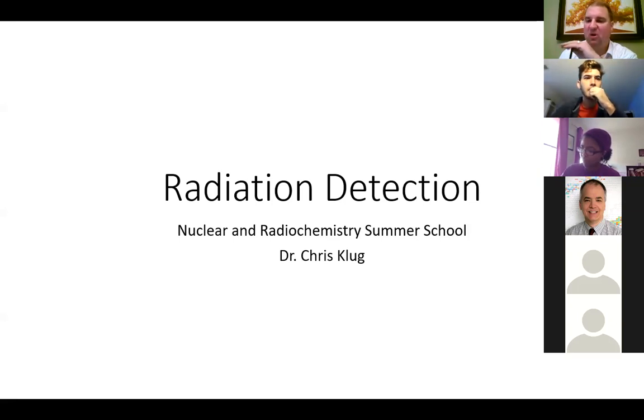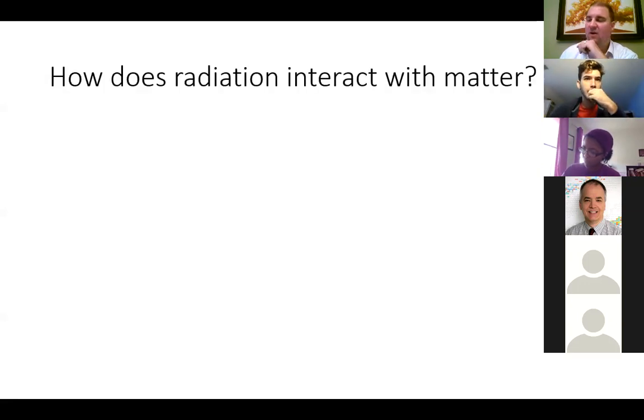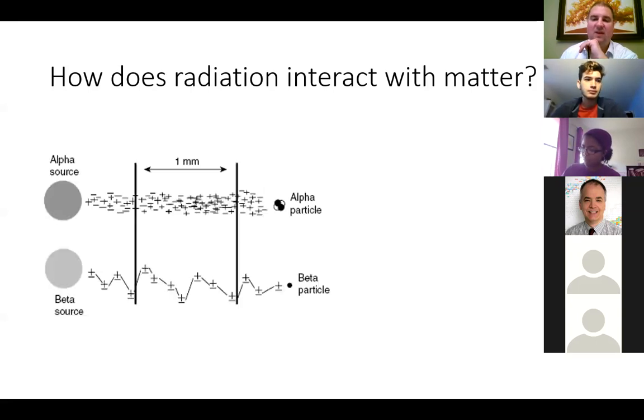So no matter what kind of particle it is that interacts within matter, if our goal is to detect it, it has to interact. I know we just talked about all this, but as a review, when we think about how radiation interacts, heavy charged particles like alphas will create more ion pairs per distance than light charged particles like betas would. So this is going to impact how we're able to detect these events.